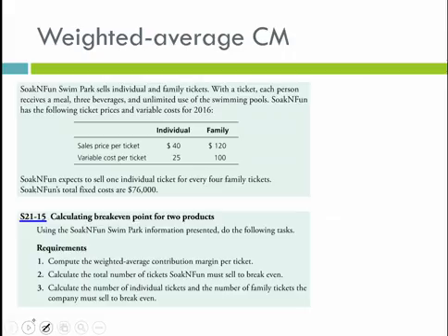Okay, the last thing in this chapter is weighted average contribution. This is when a company sells more than one product and the products have different contributions. Since they make up different portions, we do what's called a weighted average based on the percent of the sales mix that each product makes up.